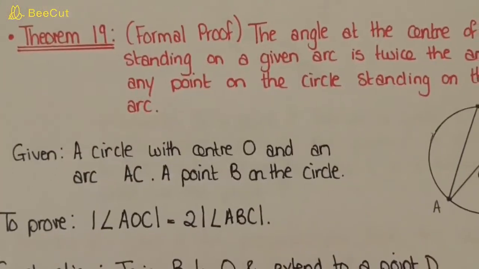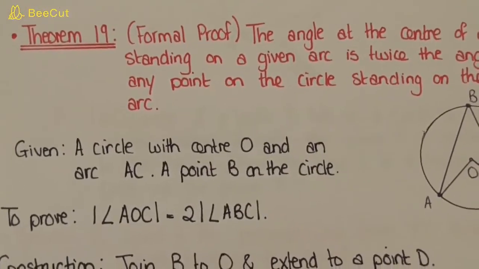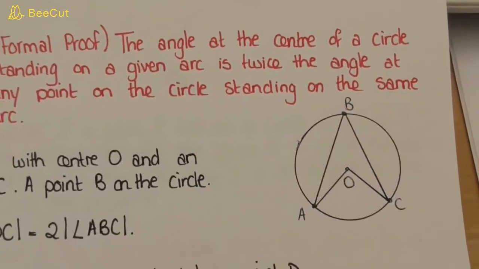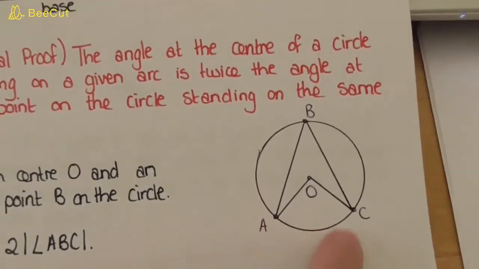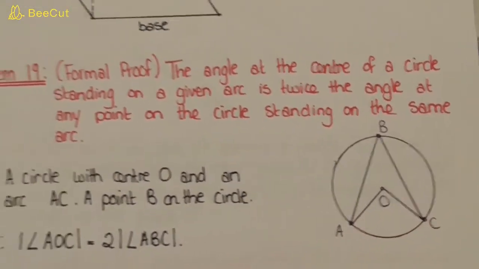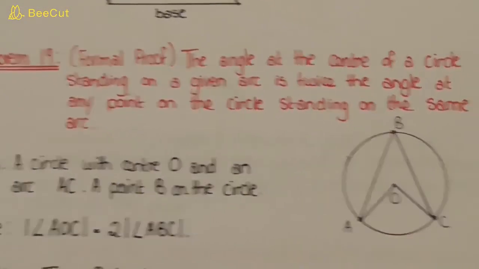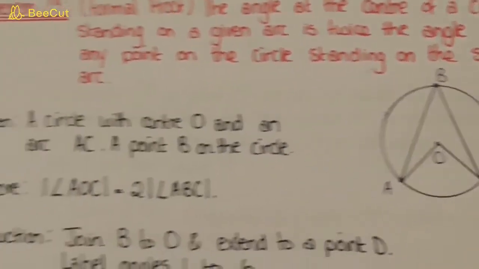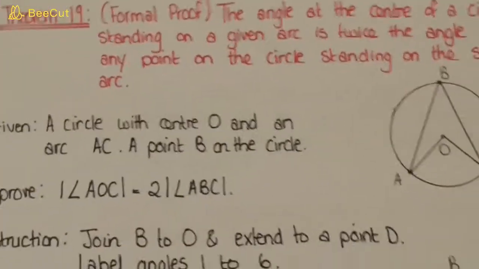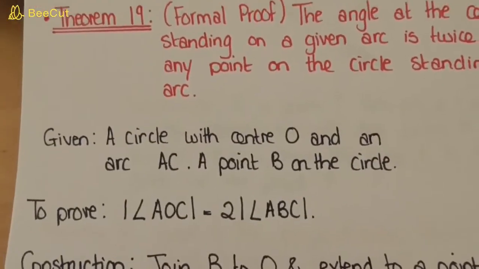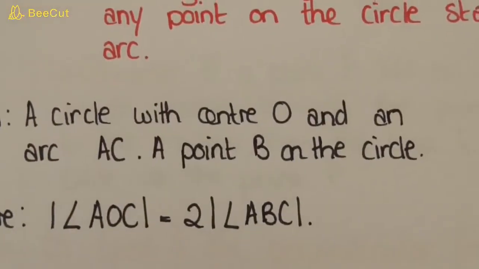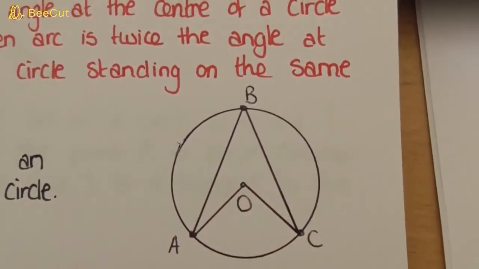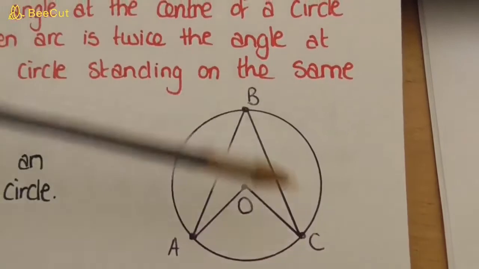Okay, so what have I been given? A circle with a centre O and an arc AC. So there's the circle. It has a centre O, and this is the arc AC. So I've labelled A and I've labelled C. A point B is on the circle. There's the point B. Okay, and I've just joined them all up. What am I trying to prove? That angle AOC equals twice angle ABC.